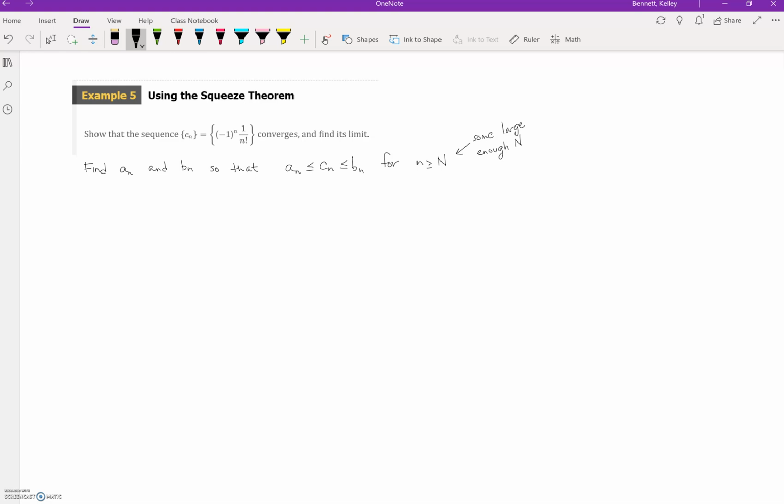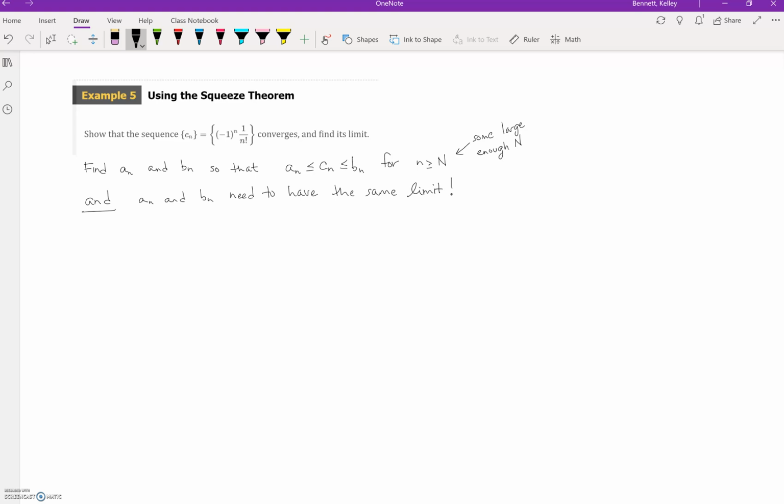And we also have to pick out two sequences, A sub n and B sub n. We need to make sure that C sub n falls between them for some high enough index and beyond. And A sub n and B sub n need to have the same limit. This is really important. If they don't have the same limit, how can you possibly squeeze it into the same band? You might get a boundary for what the limit could be for C of n, but you're not going to get the exact limit.